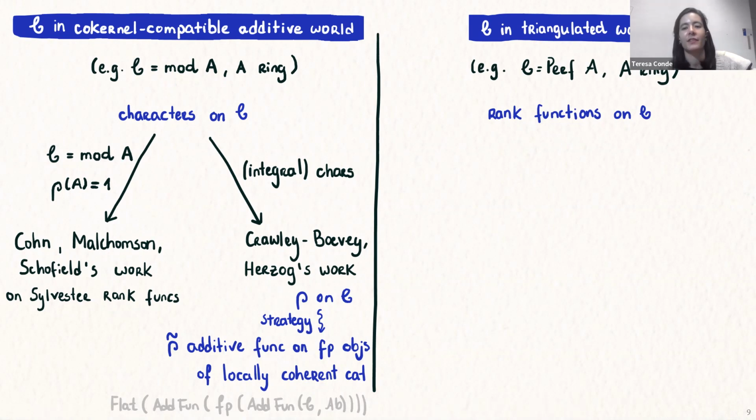Okay. Now, sorry, before you move on, can I ask, what's a cokernel compatible additive category? It should be a category which is additive and it has cokernels, something like that. Or one can think of it as, for instance, the category of finitely presented modules. Yeah. Thanks.